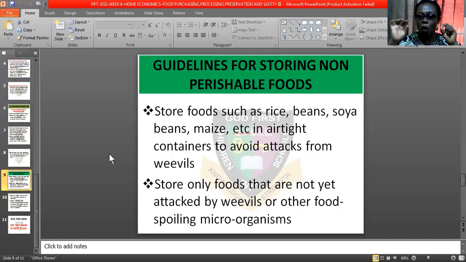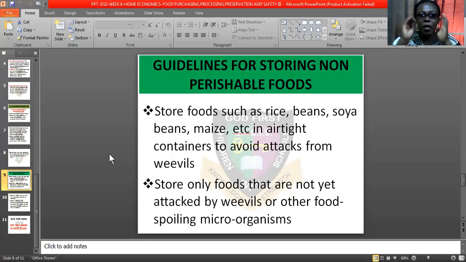weevils or other food spoiling microorganisms. You can only store beans or food that are not yet attacked by microorganisms. Do you understand? It's not beans that have weevils already. If you put it in an airtight container, the weevils will still be attacking the remaining ones.